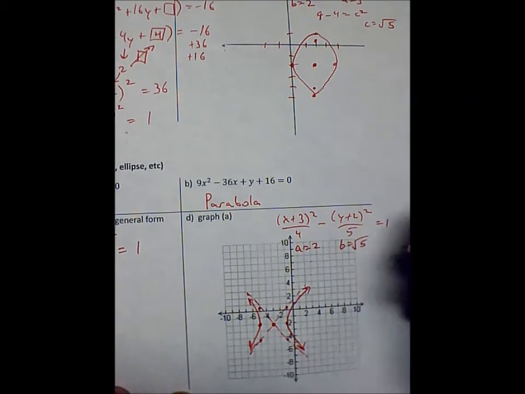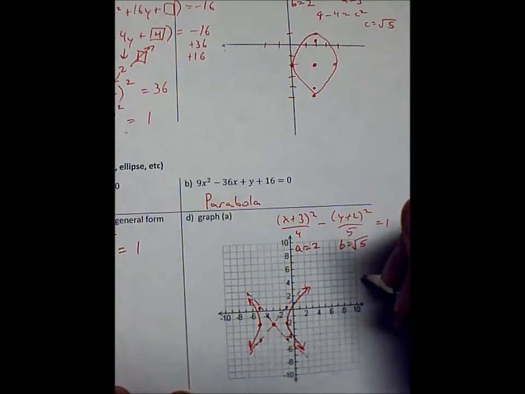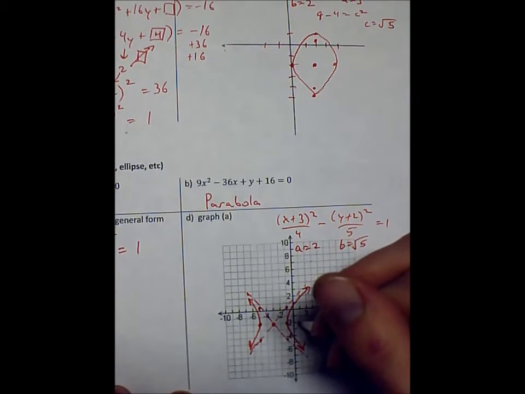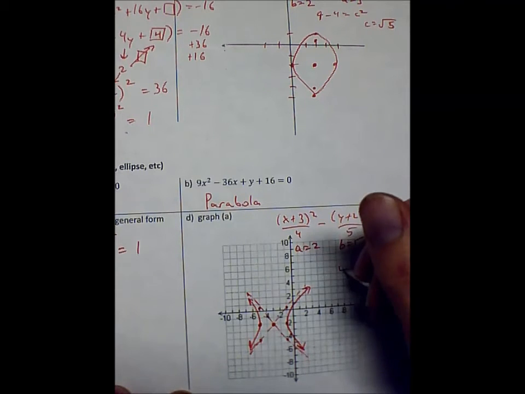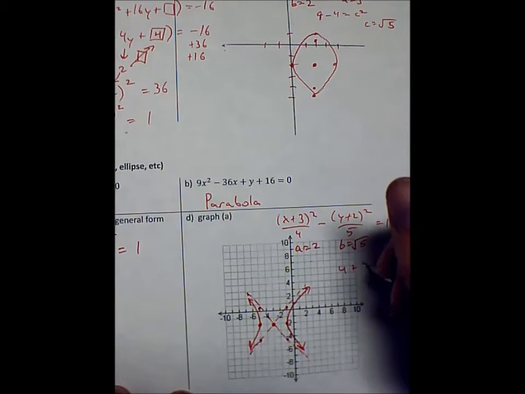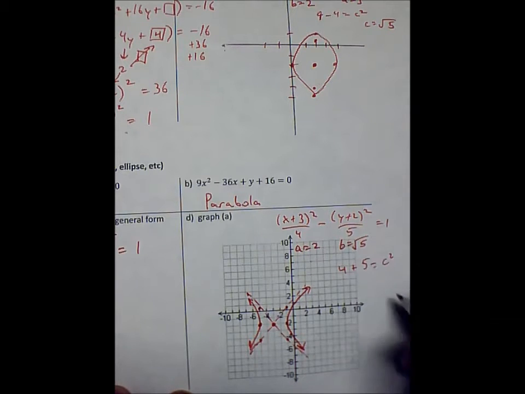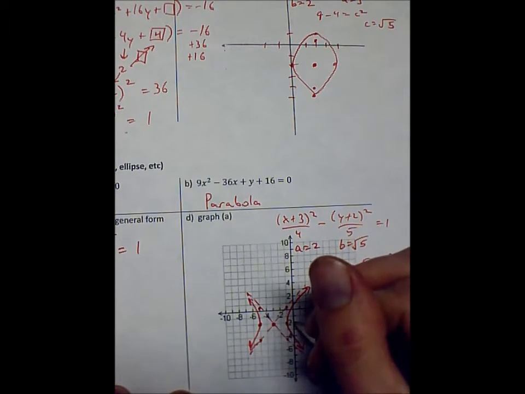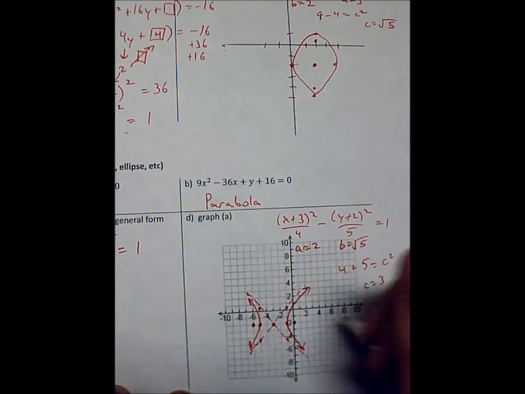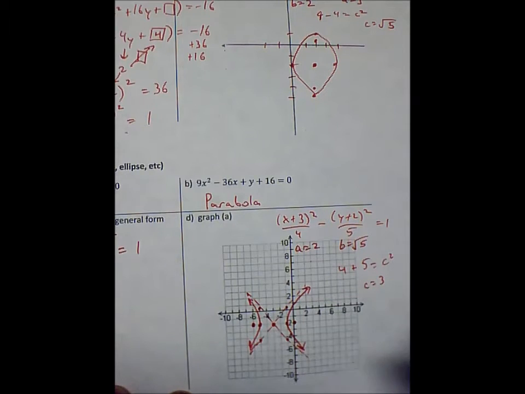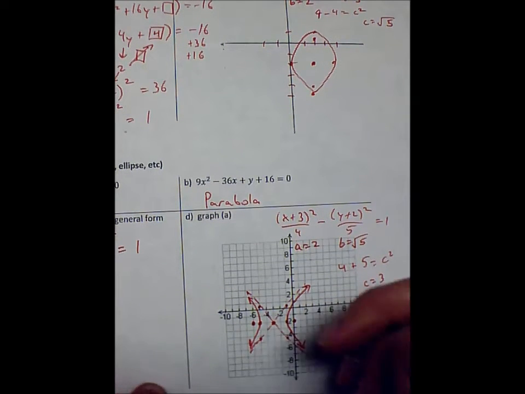Now to find our focus. For our focus, we use a squared plus b squared equals c squared because c is the longest here. The foci are outside the vertices. So a squared plus b squared equals c squared. That's 9. Square root, c is equal to 3. So it's going to be 3 away from the center in each direction. So out 3 that way, there's the focus. Out 3 that way, there's our focus.